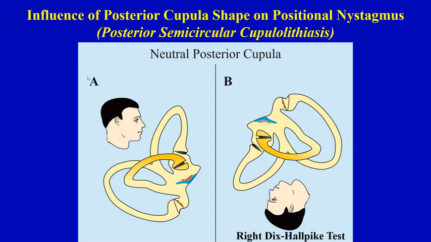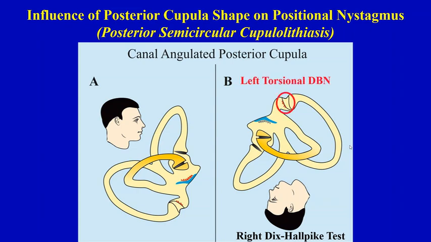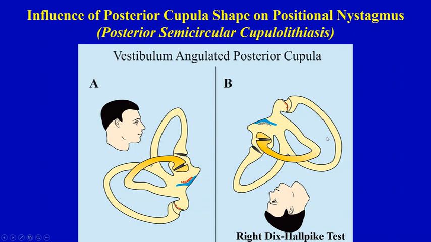Say, for example, a right posterior cupula, which is shown here, which is a neutral cupula, during the right Dix-Hallpike test will not be deflected and there would not be any positional nystagmus. A canal angulated cupula, this is the right posterior cupula which is canal angulated, during the right Dix-Hallpike test will evoke a left torsional downbeating positional nystagmus because there would be an inhibitory deflection of the right posterior cupula. A vestibulum angulated right posterior cupula during the right Dix-Hallpike test would evoke a persistent right torsional upbeating positional nystagmus with a positive inversion test.